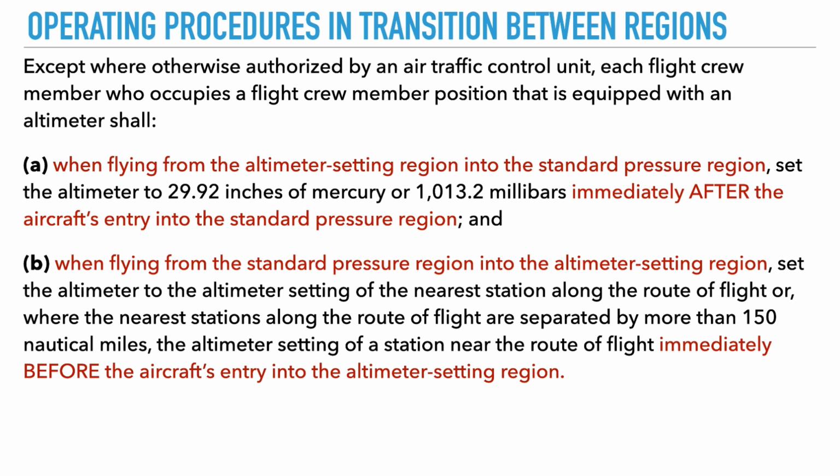setting of the nearest station along the route of flight, or where the nearest stations along the route of flight are separated by more than 150 nautical miles, set it to the altimeter setting of the station near the route of flight immediately before the aircraft's entry into the altimeter setting region. Now this can be a little confusing at first, so let's take a look at a picture to describe it more.